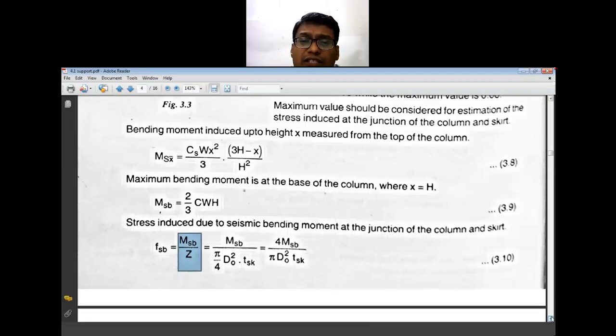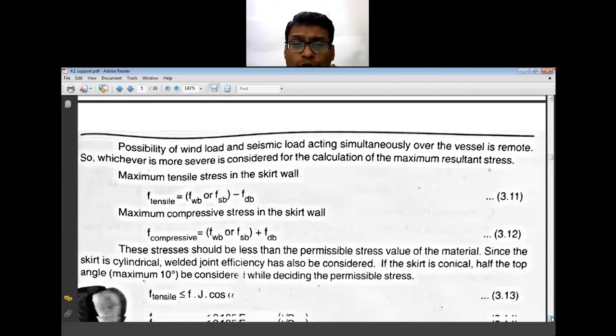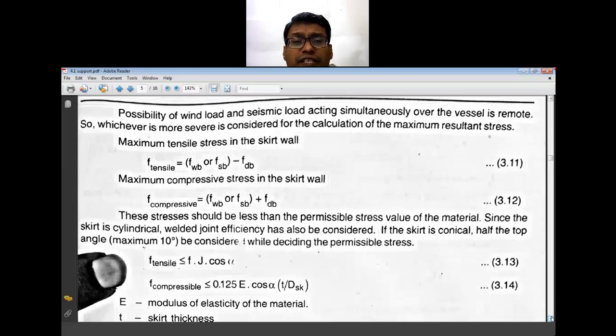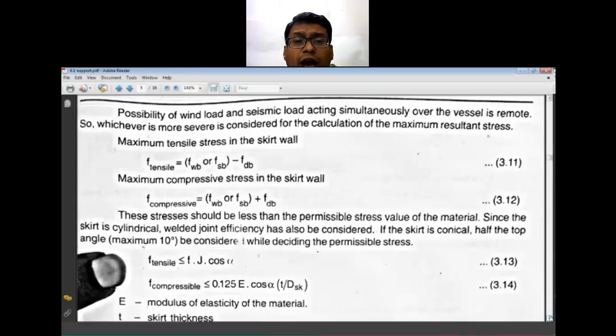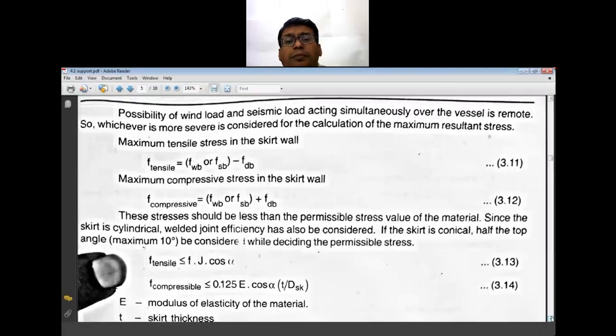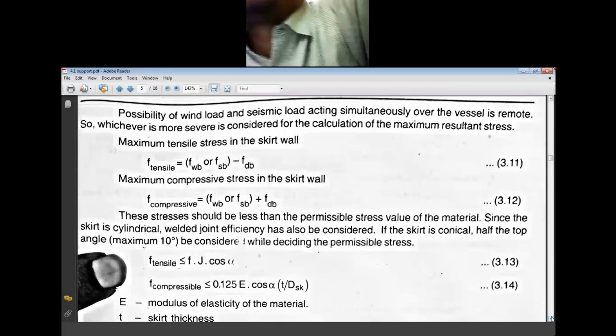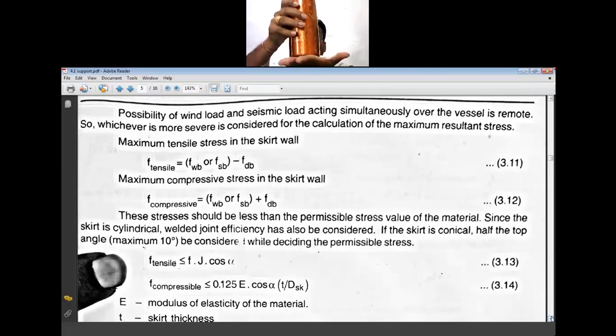And CSF, that is the load, is nothing but CS into W. The CS is the seismic coefficient, having a maximum value of 0.08. So the bending moment for the seismic load MS at a distance x is equal to CS into W x square upon 3 into bracket 3h minus x upon h square. Similarly, the bending moment at the base of the column, that is of concern, MSD, is equal to 2/3 CW into H. So the stress will be equal to MSD upon Z.